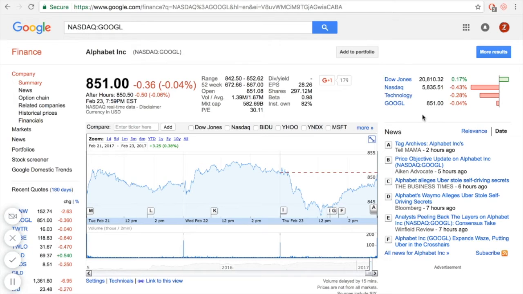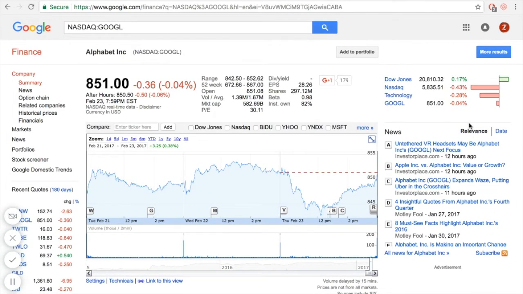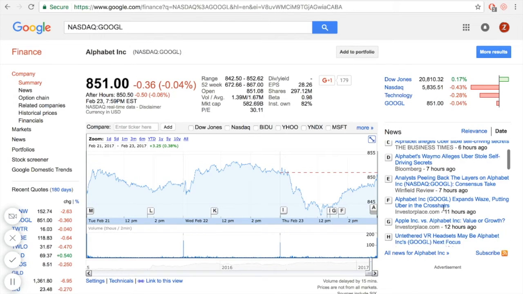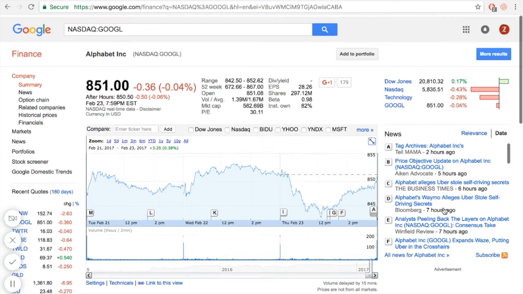Over here is Google compared to its sector and the NASDAQ and the Dow Jones. Over here is news on Google sorted by date or relevance. And you basically want to look over here to get some information on how analysts or certain companies think Google's doing, how they think they're going to do in the future. So this is a good place to get relevant information.